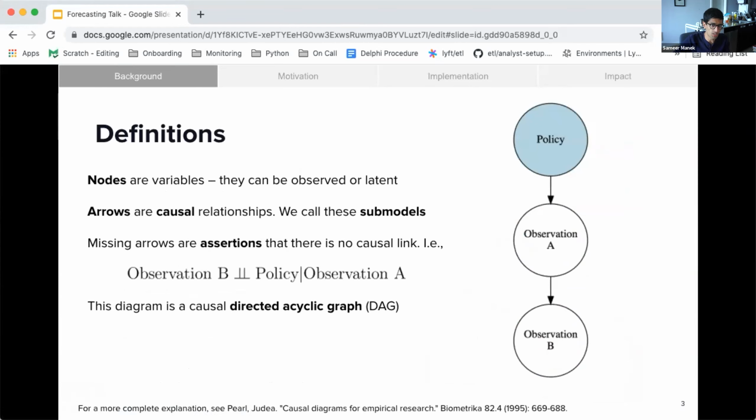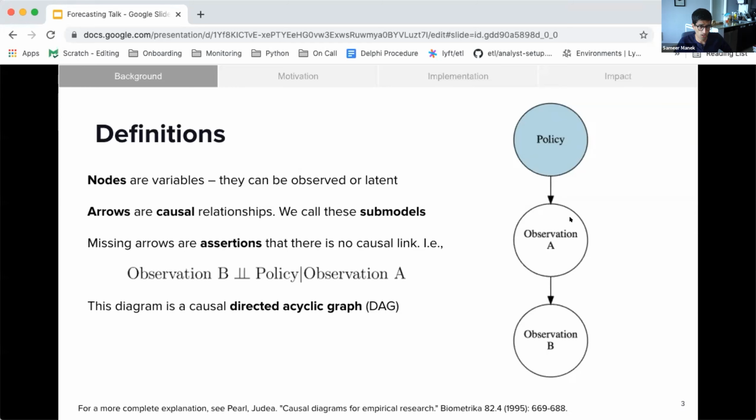The diagram you're seeing on the right has 3 nodes within it. These nodes are variables within the diagram. You can think of them as any sort of data, and they can either be observed or latent. The blue one, the policy variable that you see, is a special one. That is something that we believe we have control over. For instance, the rider discounts that I was mentioning earlier. The arrows between the nodes are causal relationships.